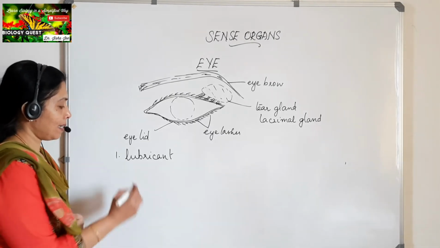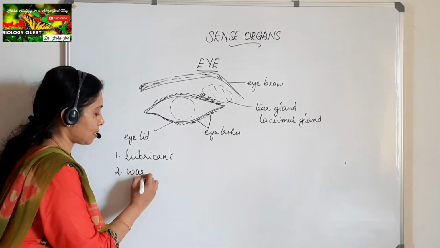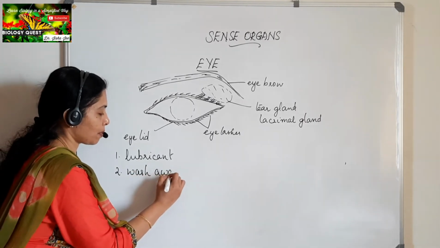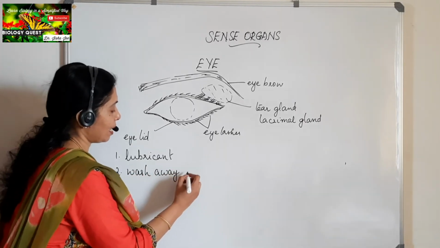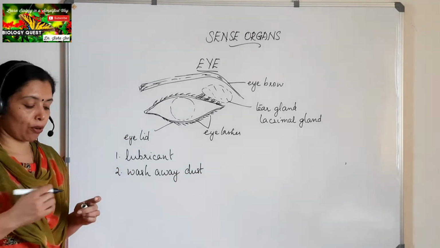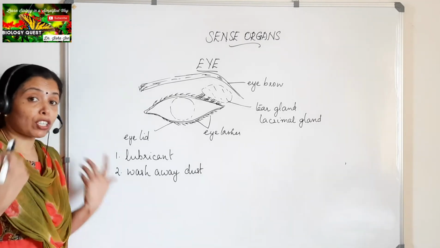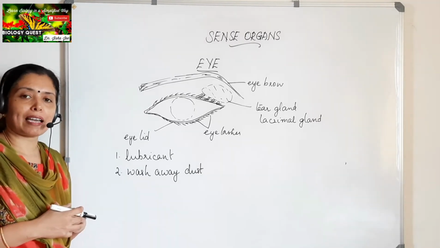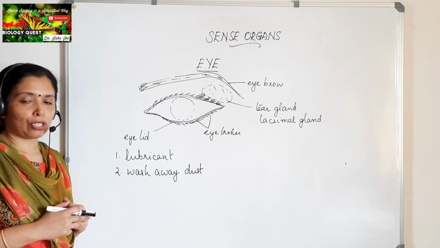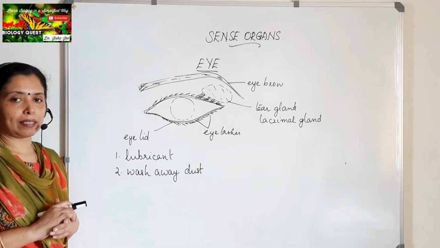The second one is that it washes away the dust particles. If any dust particles have entered into our eyes, what happens normally? Tears flow out of our eyes. That is a mechanism to throw away or wash away the dust particles that might have entered into our eyes.